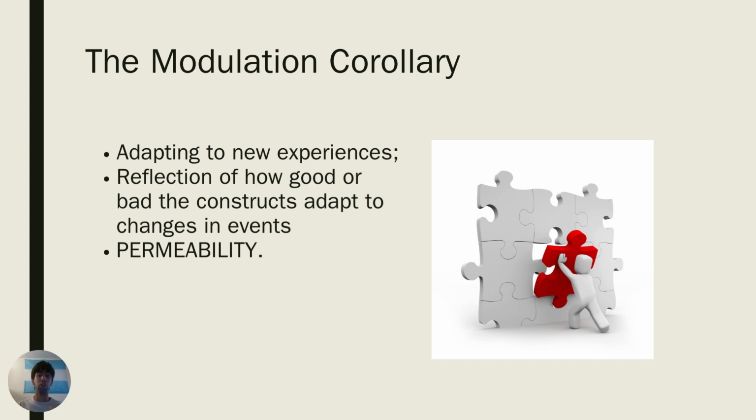Then, modulation corollary, adapting to new experiences. Here Kelly expressed that it is a reflection of how good or bad the constructs adapt to changes in events or situations, the environment. And he described this as permeable or not permeable. This permeability is basically if these constructs are good at adapting to changes in the environment, it has a good permeability. And if it is not good at adapting to changes, it has a low permeability.